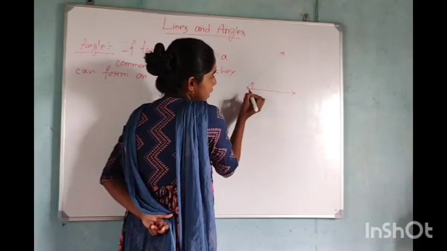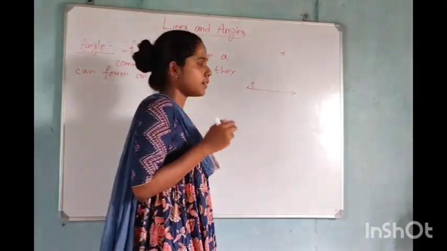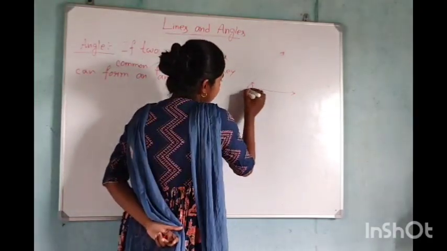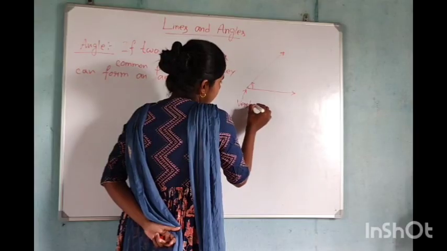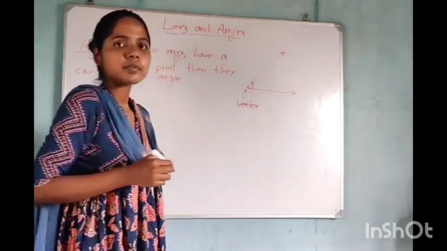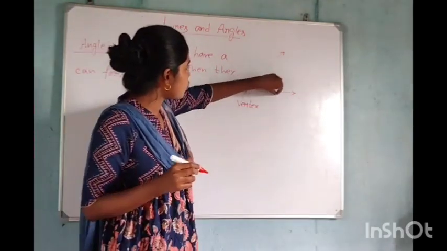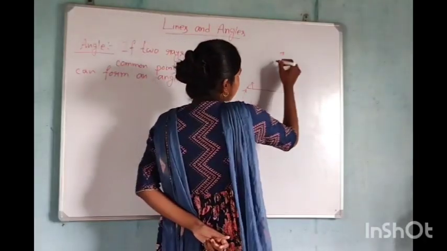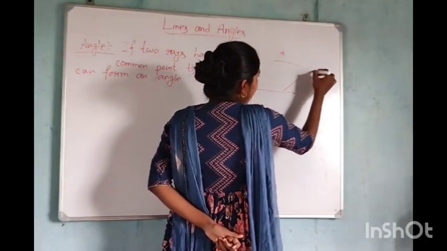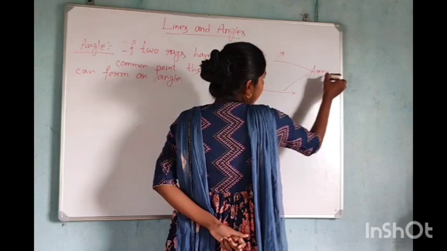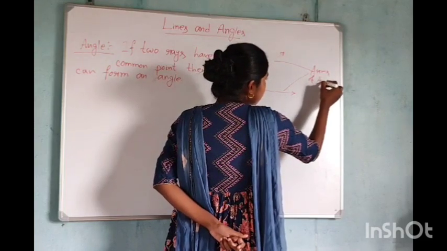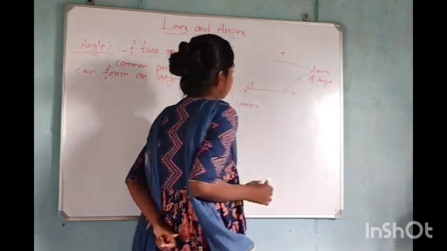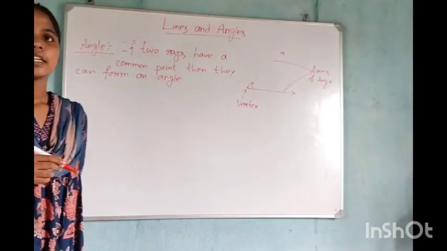This common point is called the vertex of the angle. Okay. And these two rays are called the arms of the angle. Understand?